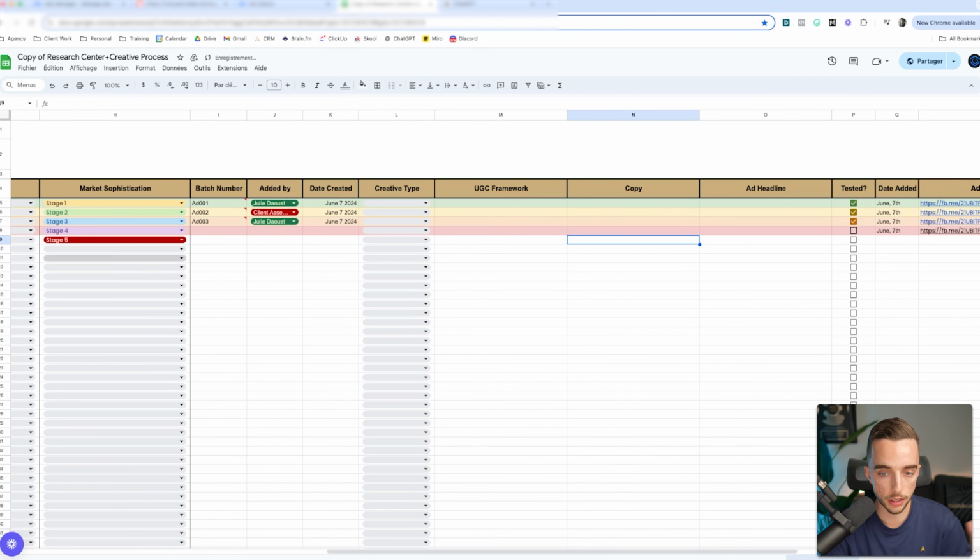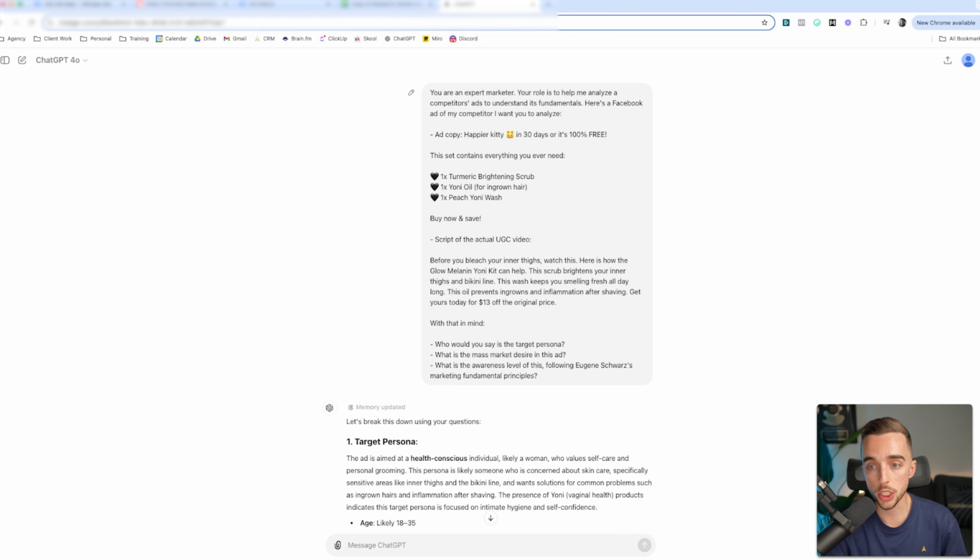Once again, you could fill out this entire document, or make yourself whatever sheet you want on your side and fill it out with all the pillars you want to track of your competitors' ads. You track down these pillars and then you put them to ChatGPT. And what I tell it is, hey, you are an expert marketer. Your role is to help me analyze competitors' ads to understand their fundamentals. Here's a Facebook ad of my competitor I want you to analyze. Ad copy. There you go.